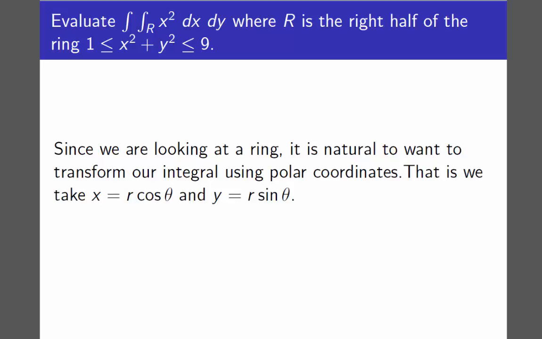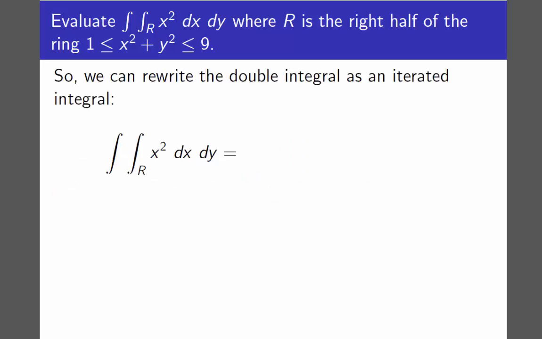So to do this properly, we can let x equal r cosine theta and y equal r sine theta. We can now use this information to rewrite the double integral as an iterated integral.